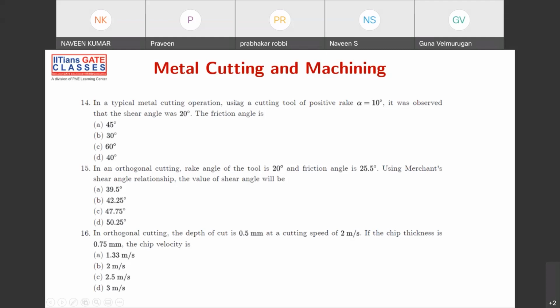It is 2 phi plus beta minus alpha. He is asking beta only, right? So obviously you can write 2 phi plus beta minus alpha is equal to 90 degrees, right? Phi is 20. So 2 into 20 plus beta minus 10 is equal to 90. Leads to what? 90 is equal to 40 minus 10, 30, 90 minus 30, 60. Answer is C. Easy question.